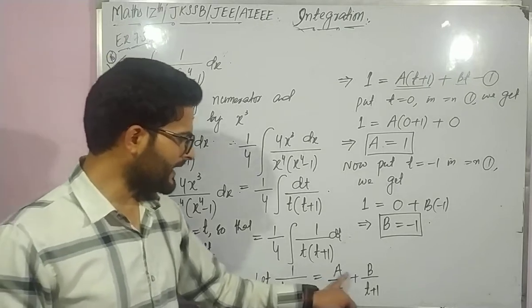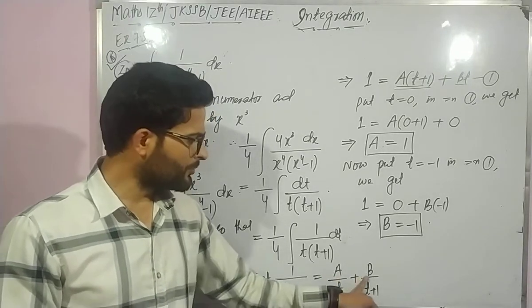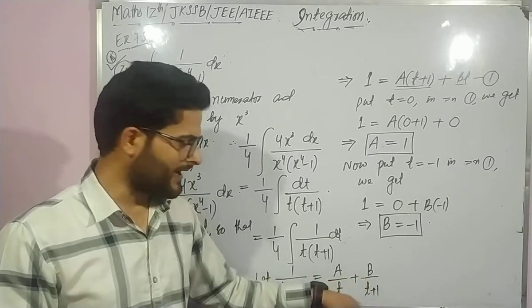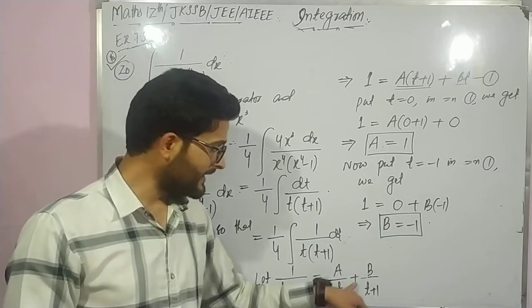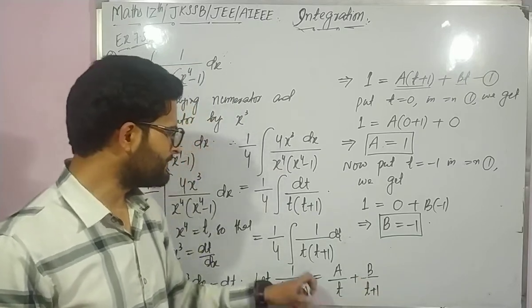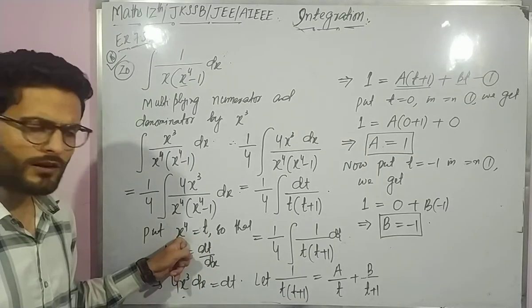Put the value of a here, put the value of b here. It is 1 by t, integration is log of mod of t. Put the value of b here, minus comes outside, so it is log of mod of t plus 1. So log of mod of t minus log of mod of t plus 1. And finally you have to replace t by x raised to the power 4.